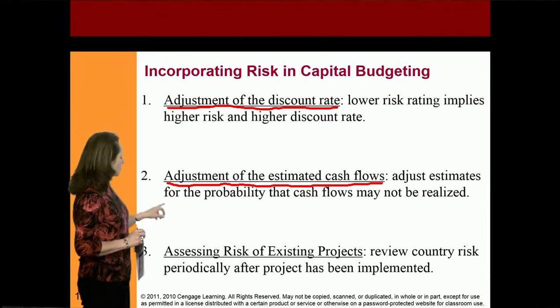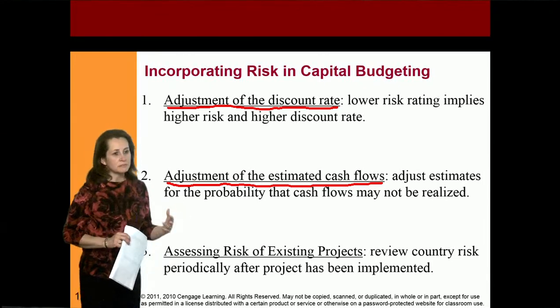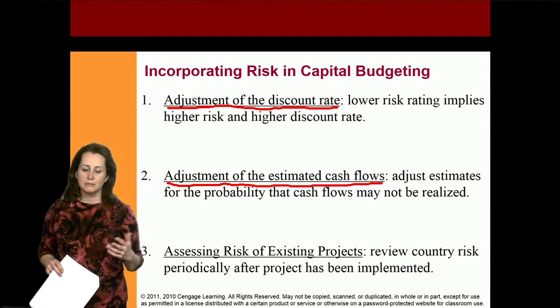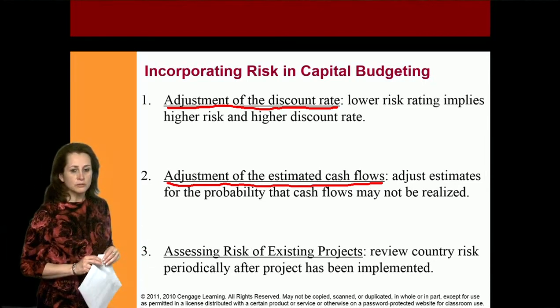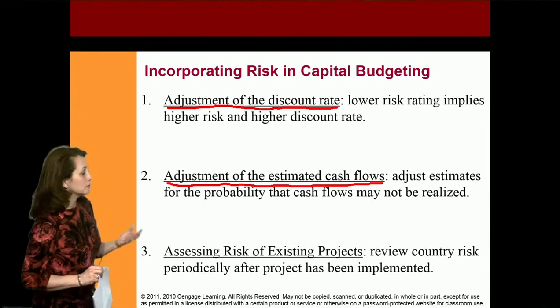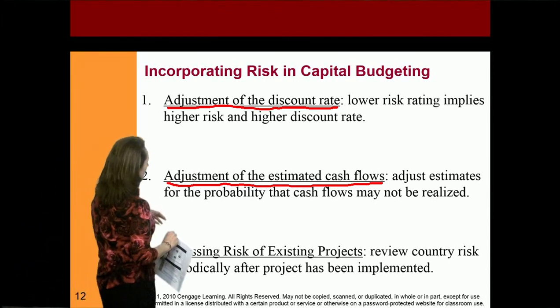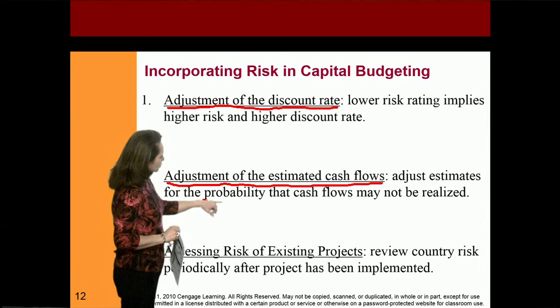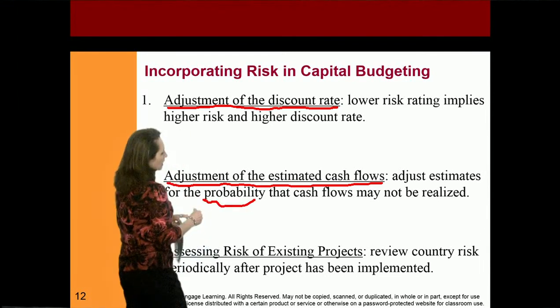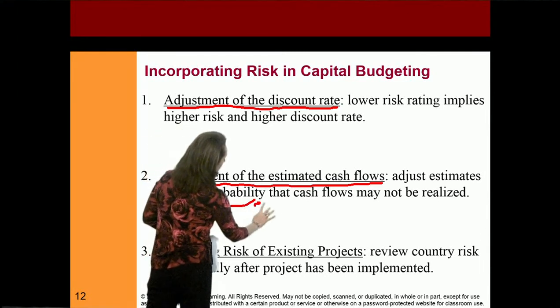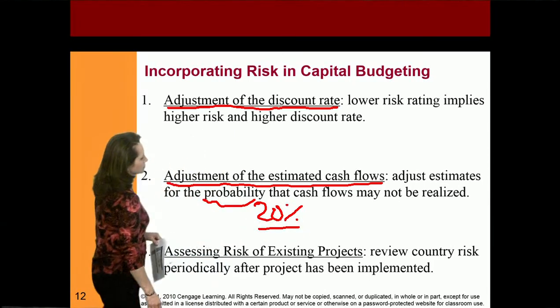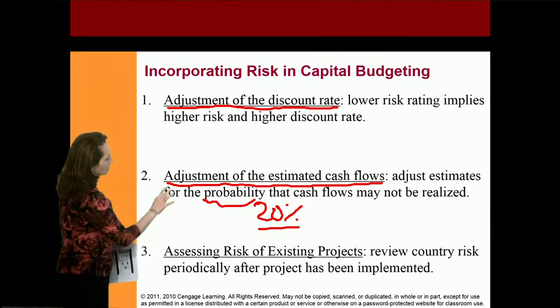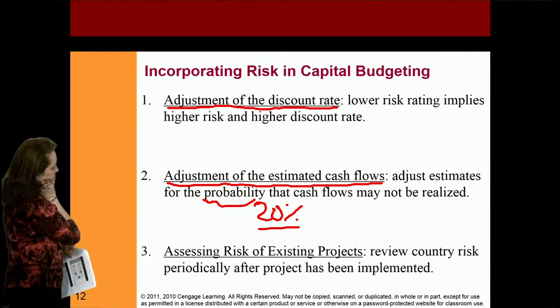So you might decide that maybe you're expecting a 20% risk. Let's say you're thinking about going to Russia, you might think there's going to be a 50% risk that you might not get the probability of your cash flows. So you might eventually say, I am going to adjust it about 20% based on whichever country, so that you make an adjustment of about 20% due to risk.